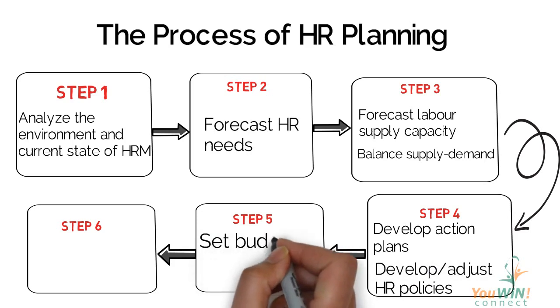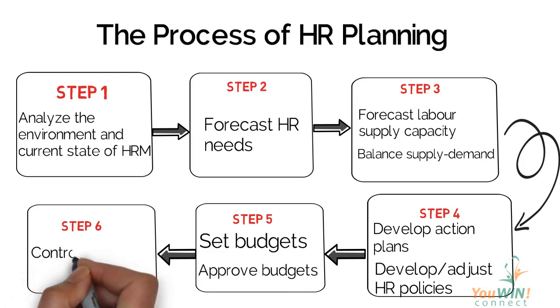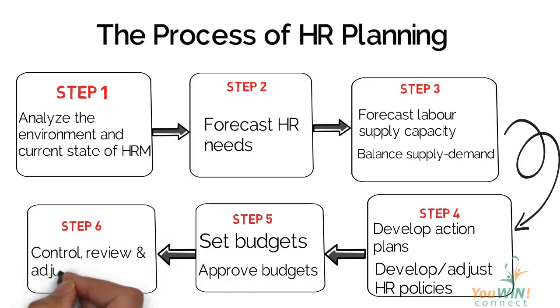In step 5, we set our budgets. We get them approved. And in step 6, this is where we control, we review, and we adjust the plan. It is a continuous process. When you review the plan, when you adjust the plan, then you can go back and revisit any of the other steps, the prior steps, and make the corrections there.